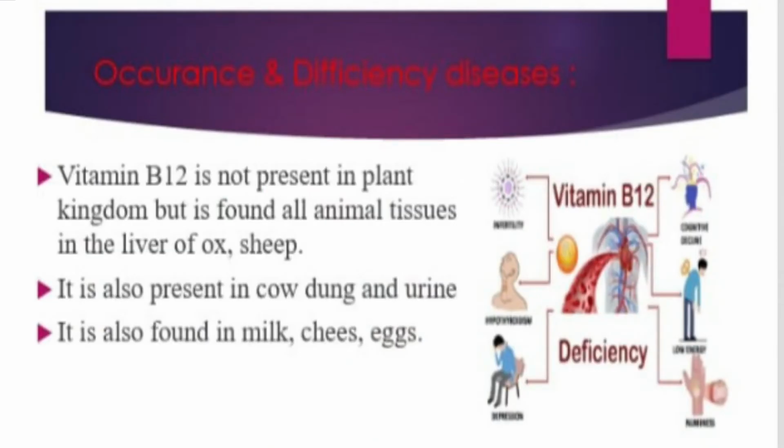Then occurrence and the deficiency diseases. Vitamin B12 is not present in the plant kingdom, but it is found in all tissues, in the liver of ox, sheep, etc. It is also present in cow dung and urine. It is also found in milk, cheese, egg, etc. And the deficiency of vitamin B12 causes the following diseases: depression, weakness, skin diseases, and also different types of anemia, etc.